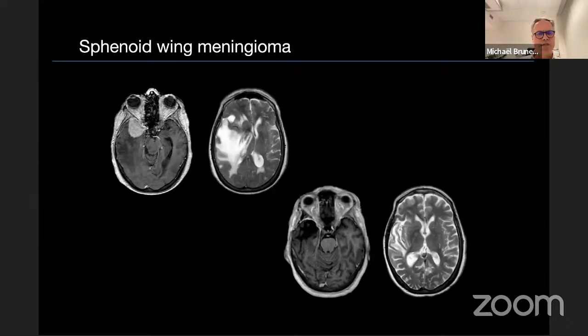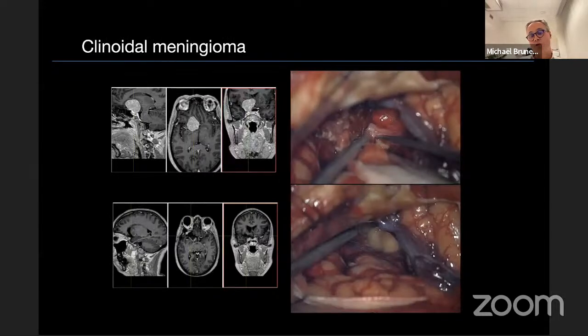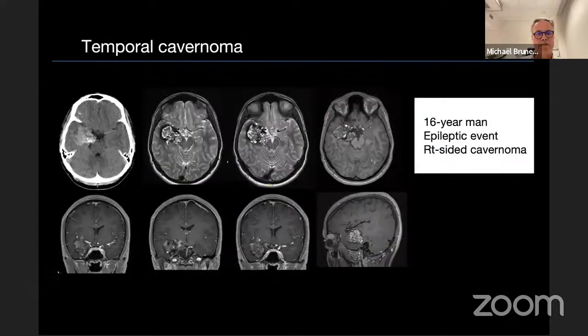Here is another very interesting case of sphenoid ring meningioma to show you that those meningiomas can disturb the venous outflow. This meningioma was associated with very severe edema, and after the surgery, this edema almost completely resolved. The pterional approach is also convenient to reach clinoidal meningiomas, very interesting because you have control of all the vessels.